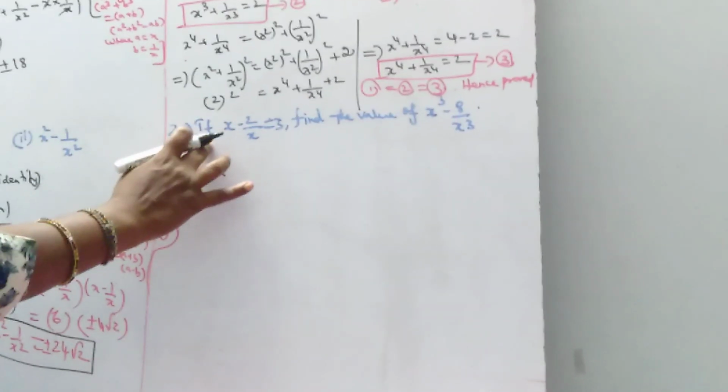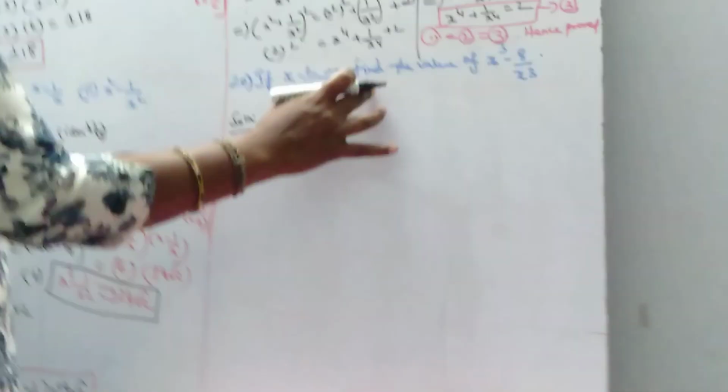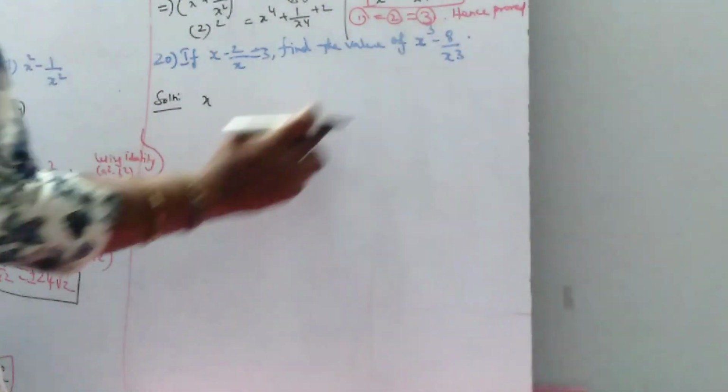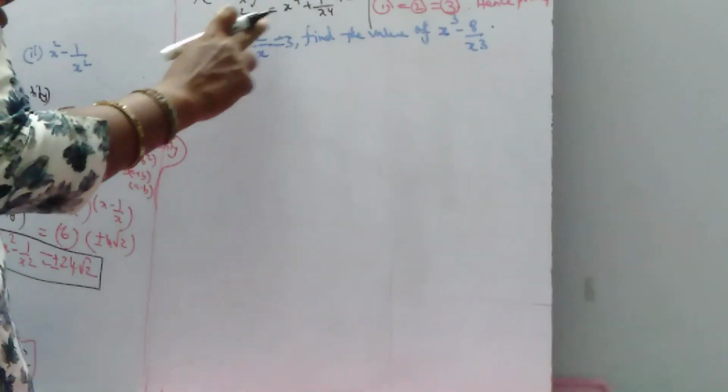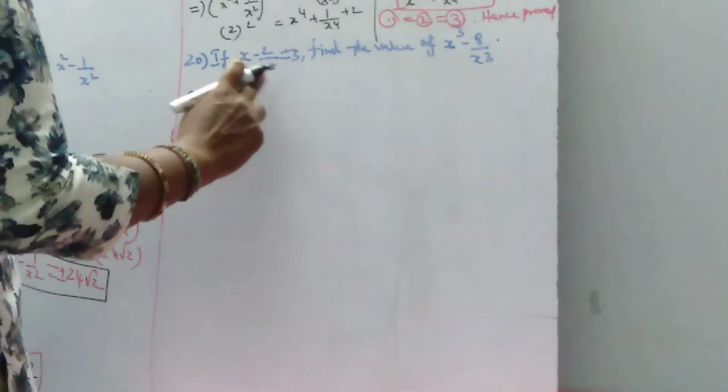Then the last question of this video. So 20th question, if x minus 2 by x equal to 3, we have to find the value of x cube minus 8 by x cube. So here this x cube is the cube of this x and 8 by x cube is the cube of this 2 by x.